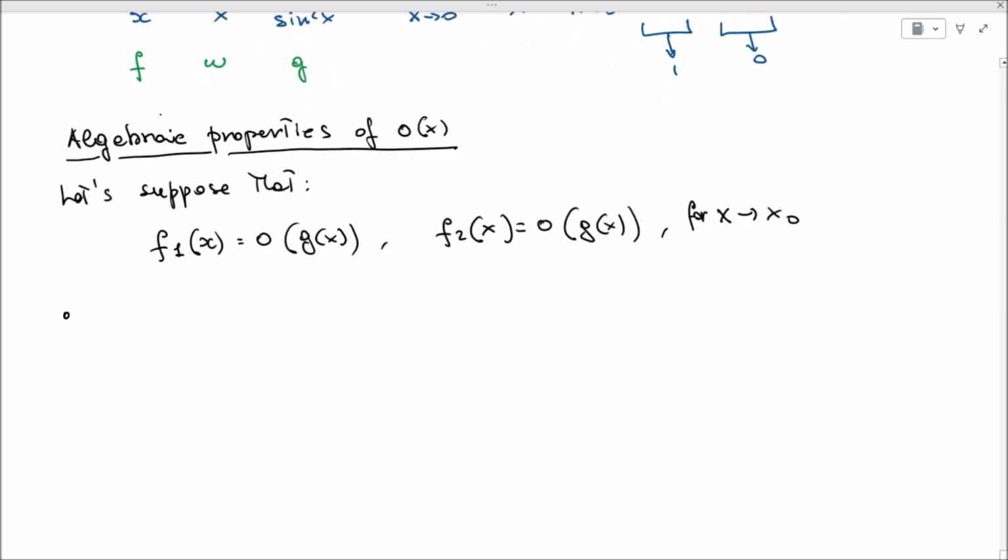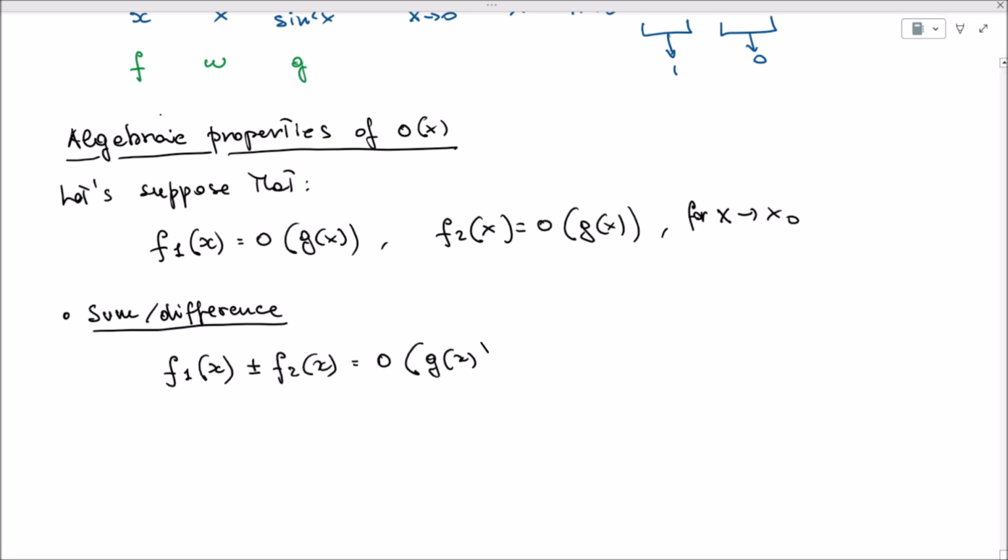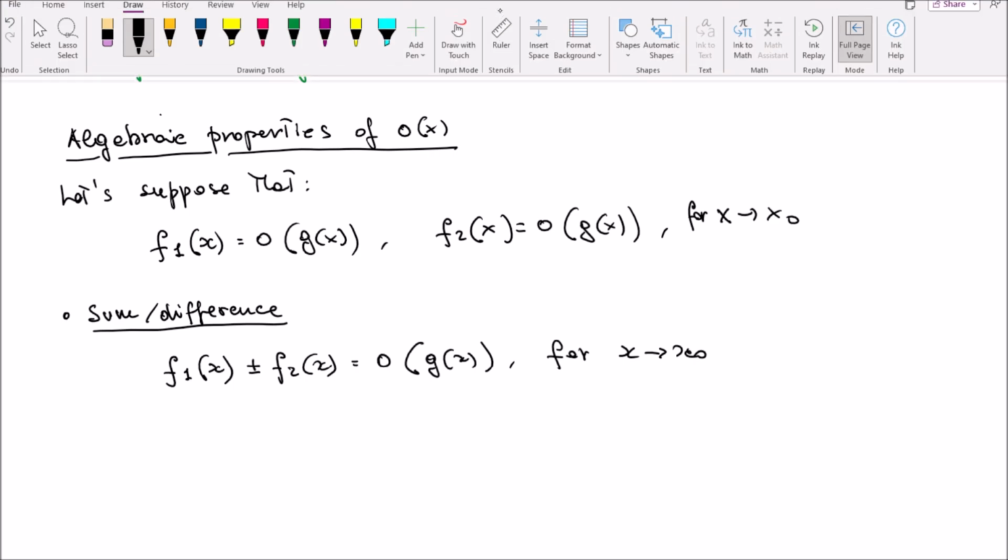Let me start with the sum and difference. So let me consider f1 of x plus or minus f2 of x. And I'm saying that this f1 plus or minus f2 is still little o of g of x for x that goes to x naught. And let me prove this.